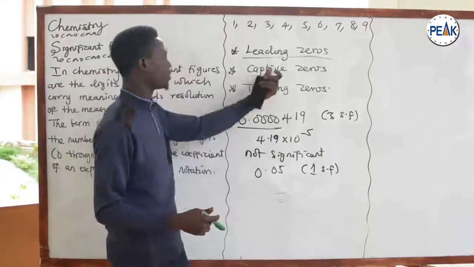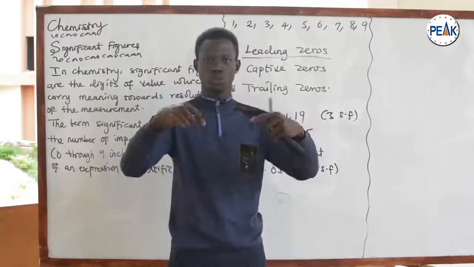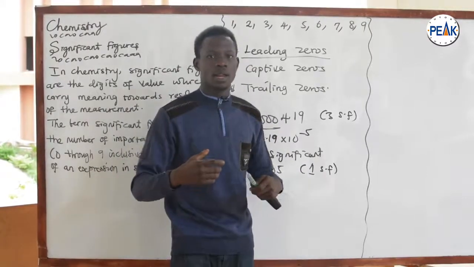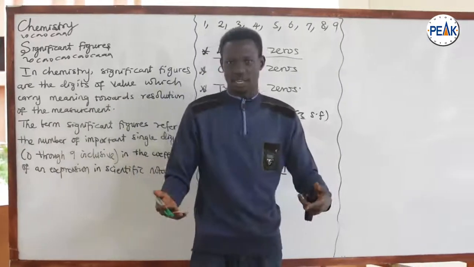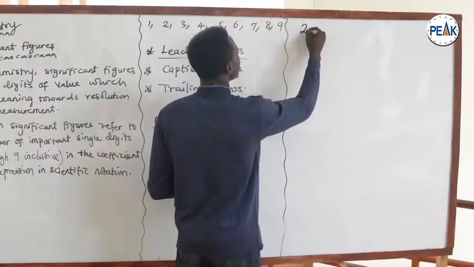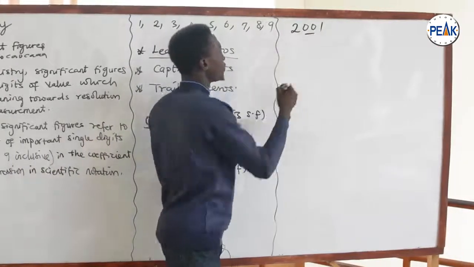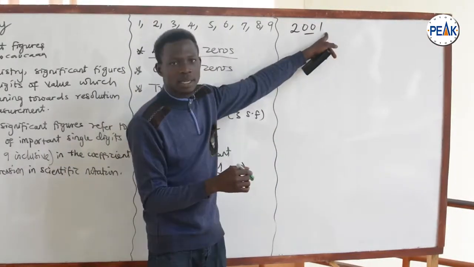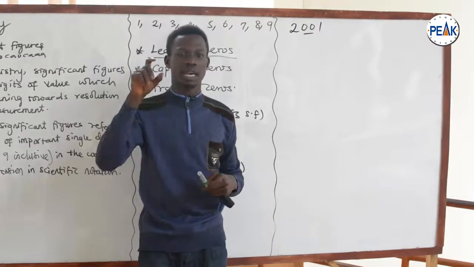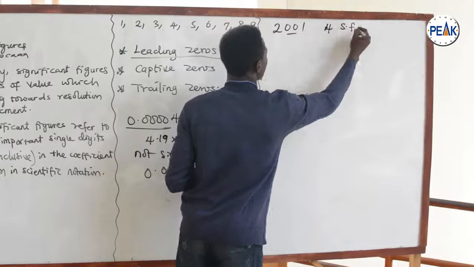How about captive zeros? Now, captive zeros are zeros that are located in between 2 non-zero digits, in between figures that are significant. Now, you should know that captive zeros are significant. How do I know they are significant? Imagine I have a figure like this, 2001. The 2 zeros I have here in between 2 and 1, which are non-zero digits, are captive zeros. Now, these zeros are significant. That tells us that 2001 is 4 significant figures.